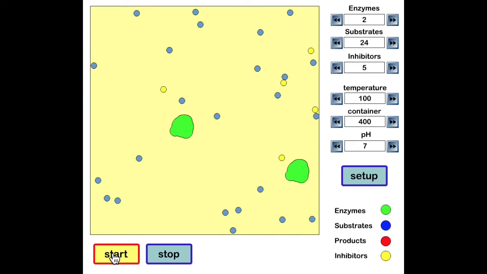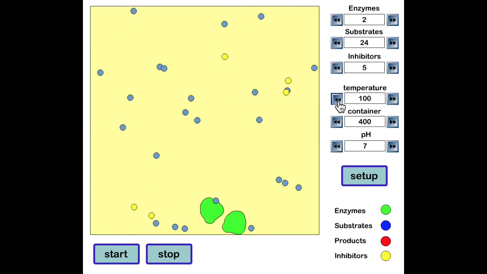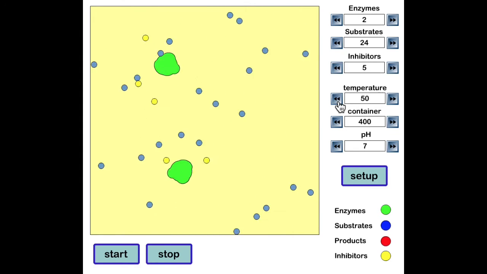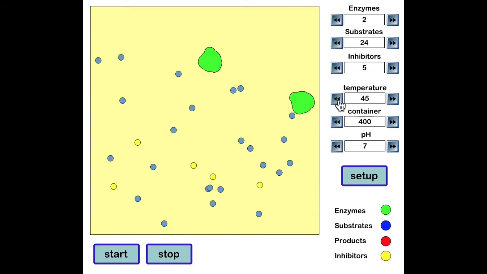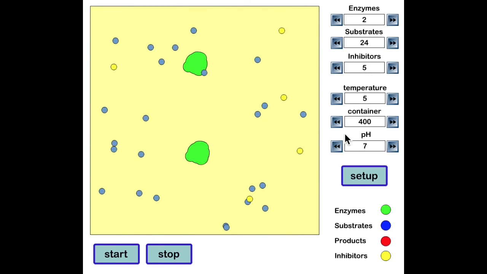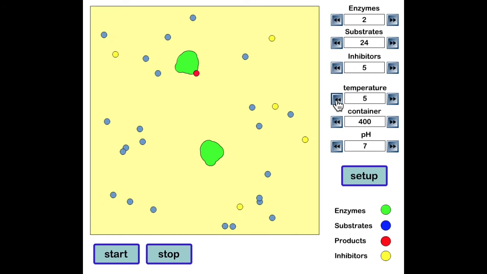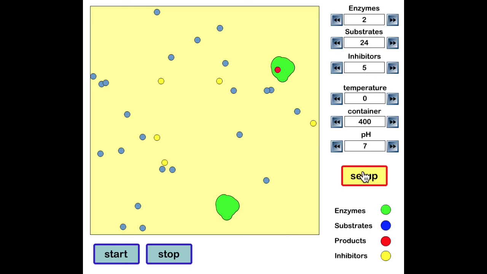Like most chemical reactions, the rate of an enzyme catalyzed reaction increases as the temperature is raised. A 10 degrees centigrade rise in temperature will increase the activity of most enzymes by 50 to 100%. In the animation, we see the temperature start at 100 degrees. Slowly it is reduced to 45 degrees, then 5 degrees, and then 0. We can see the minimal movement at 0 degrees compared to the active movement at 100 degrees.